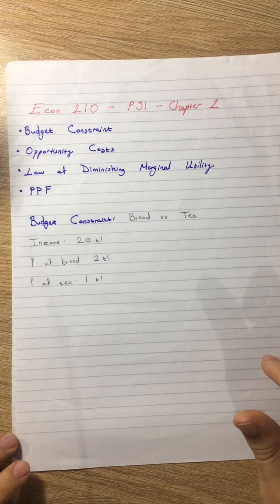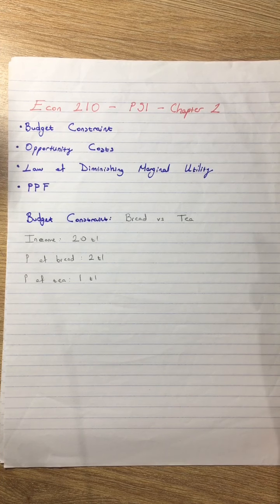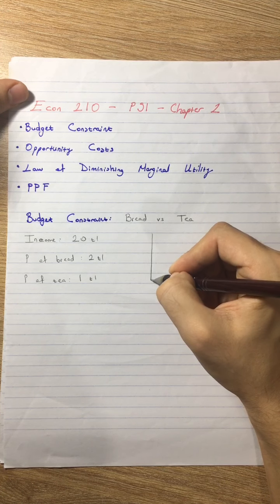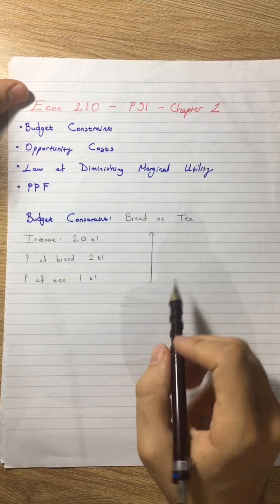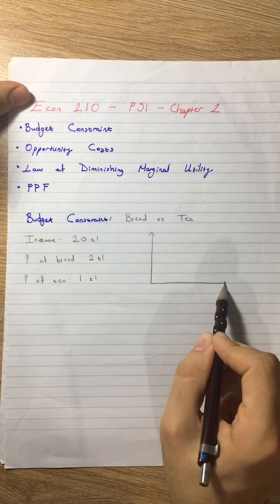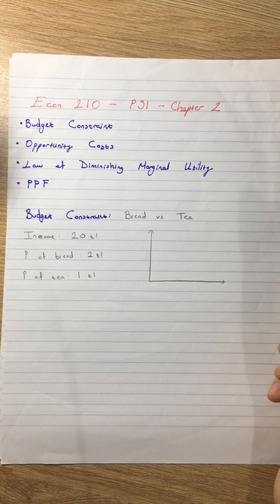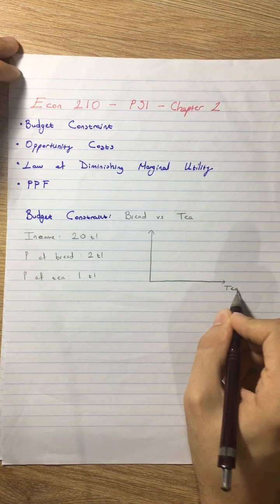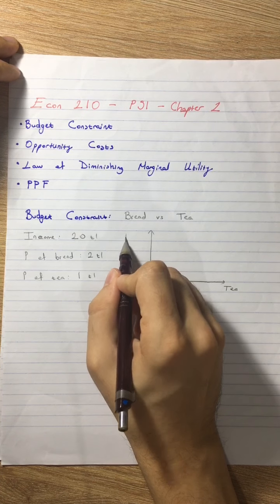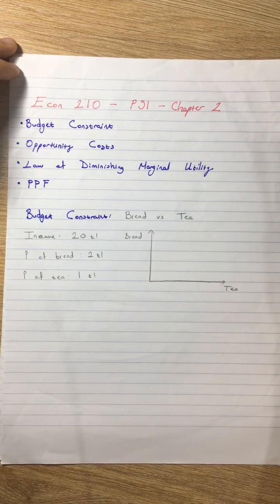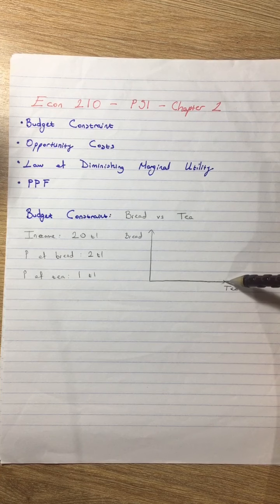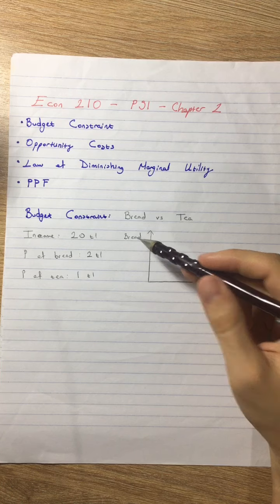The question is, how would we graph this budget constraint? First, let us draw a 2-dimensional graph, since there are only 2 goods. You can put any good on any axis, it's up to you. But for this question, let me put tea on the x-axis and bread on the y-axis. And remember that these represent the quantities, not the price. So this means quantity of tea and quantity of bread.